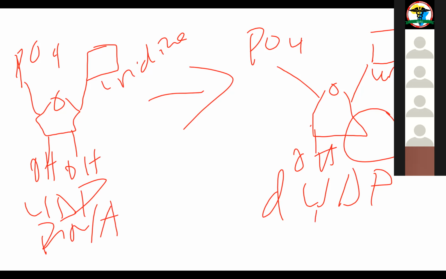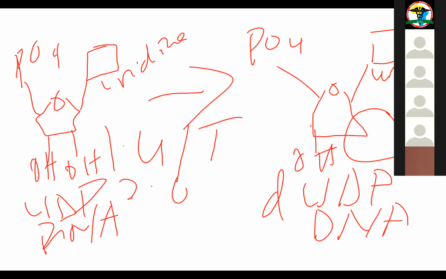Like I said, there are two differences between RNA and DNA. The first is what? The first is the absence of thymine in RNA and the presence of uracil. This is the first difference. The second difference is the absence of OH in the second carbon position. This second carbon. That's the difference between UDP and deoxy-UDP. So when you remove this OH here, it becomes deoxy-UDP.